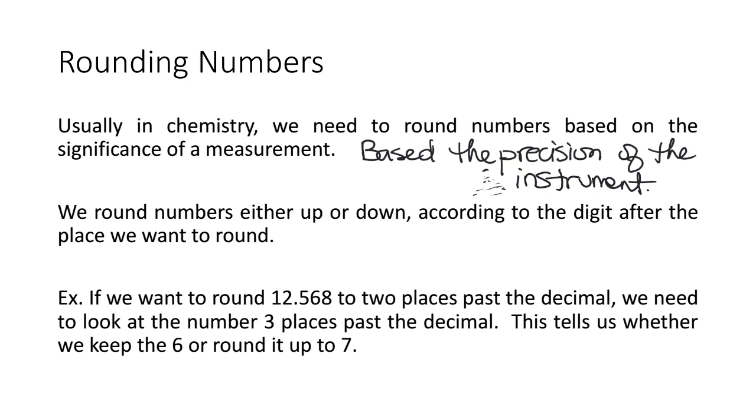So we round numbers either up or down according to the digit after the place we want to round to. So let's look at 12.568. We want to round that number to 2 places past the decimal. So I'm going to outline the whole number, that's 2 places past the decimal. But we need to look at the number 3 places past the decimal to tell whether we round it up or down. So that 6 will either stay as 6 or go to 7. Well, because that's an 8, your answer is going to be 12.57. It's got to go up 1.